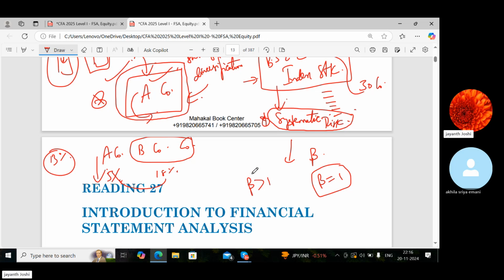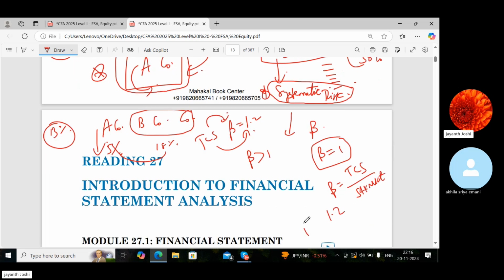If at all beta is more than 1, that means the investment in which you are putting your money is riskier than the market. For example, beta equal to 1.2 is like TCS company's beta. We can get this information from the stock market. So TCS company is 20% riskier than the market. Beta itself means risk of investing in a security, which is TCS, divided by risk of investing in the stock market. So which is very clear. TCS risk is 1.2 and stock market risk is 1. So beta automatically will be 1.2. It is 20% riskier than the market.